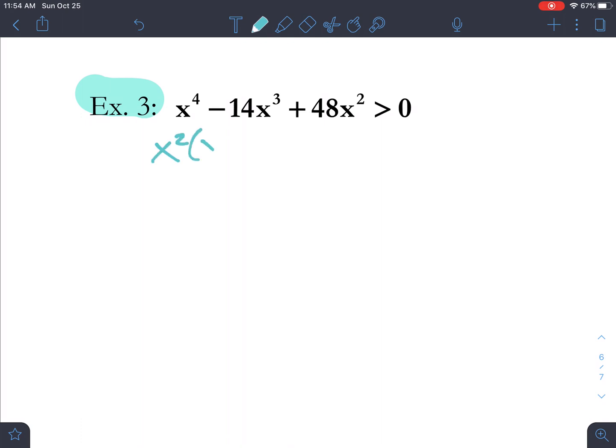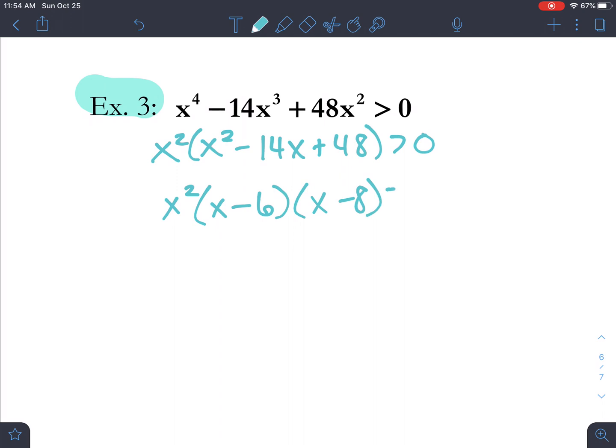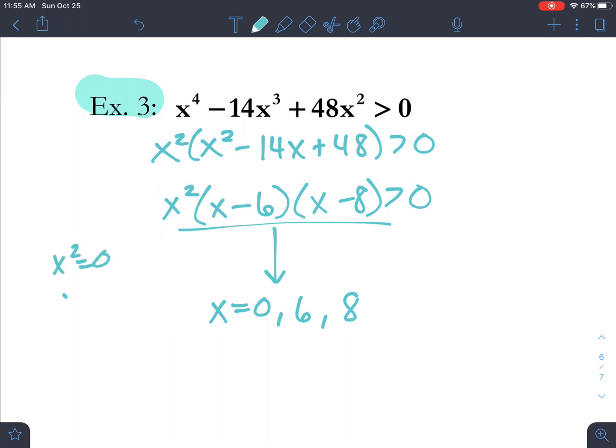All right, well, it has a GCF of x squared. And then we can factor this as x minus 6, x minus 8. All right, so get it in that factored form. And then we want to decide, you're looking at all three of these. When is it equal to 0? Okay, that would be at x equals 0, at positive 6, and at positive 8. Okay, this x squared right here, that gives me when is x squared equal to 0? At x equals 0. That's where that's coming from.